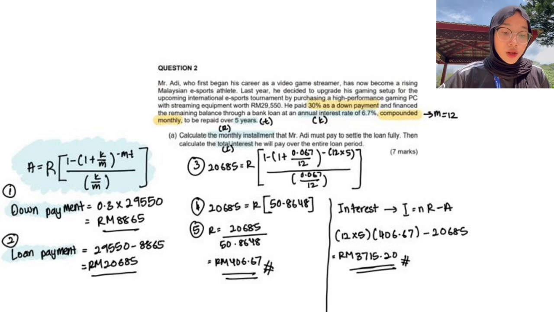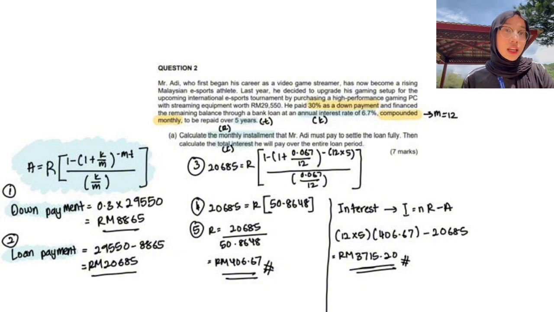Next, I will use the present value of annuity formula to find the monthly installment, in which I substitute the loan amount, the 6.7% annual interest rate, the monthly compounding, which is 12, and also the 5-year period. After calculating the entire bracket value, I get 50.8648. So, the monthly installment is 20,685 ringgit divided by 50.8648, which equals 406 ringgit 67 cents.